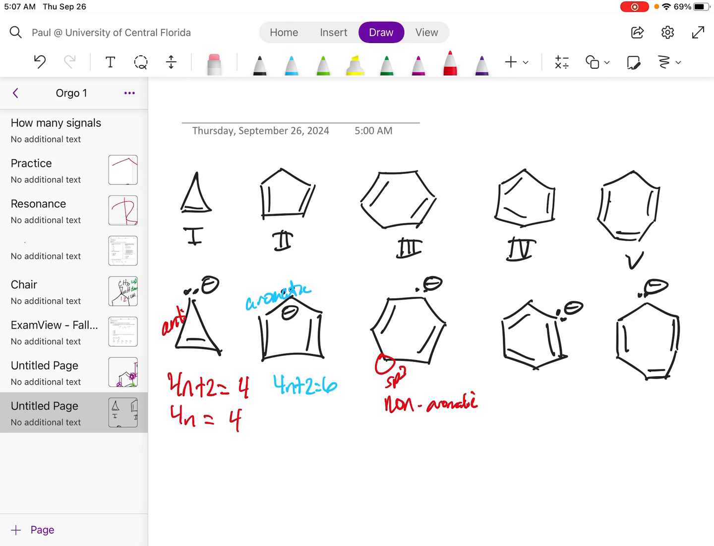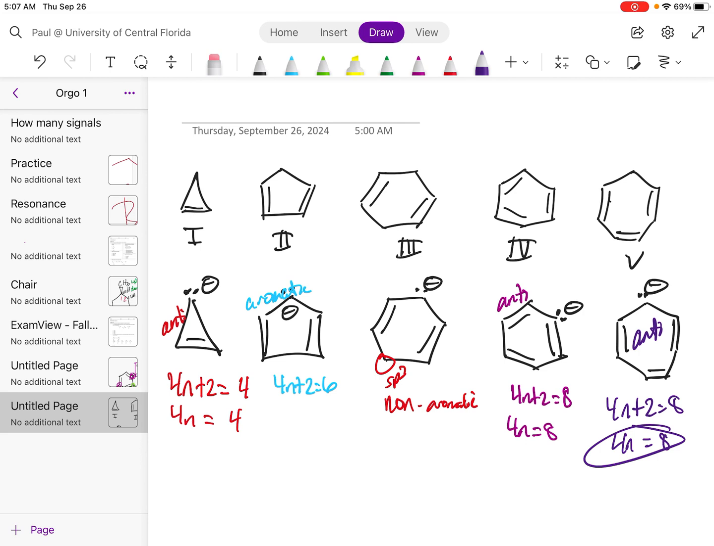Benzene right there. That's not very stable because if we look at 4n plus 2, there's 8 pi electrons in there. 4n equals 8, that would be anti-aromatic. And then this last one, how many pi electrons are there? 4n plus 2 equals, there's 2, 4, 6, 8. So that one's also anti-aromatic.